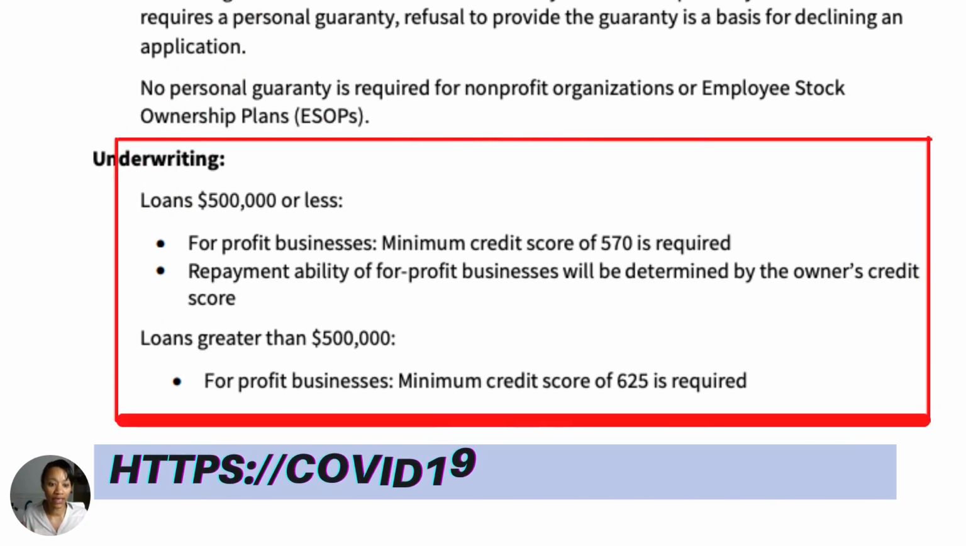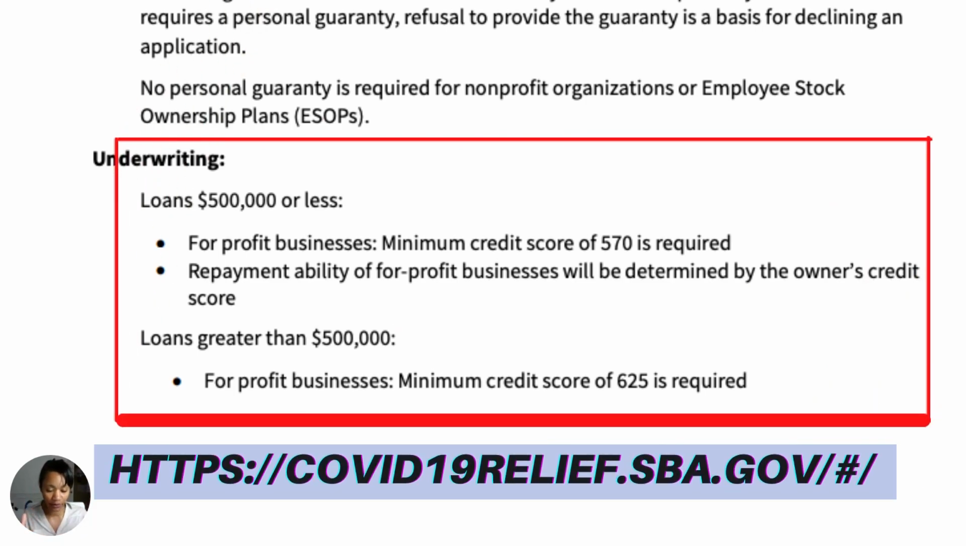So what do you need? This is required. You can't get out of this. For any loans less than $500,000, the minimum FICO score is 570. I have a video up on how you can obtain your FICO score, and I will link it in the description section. They're using the Experian Vantage score.